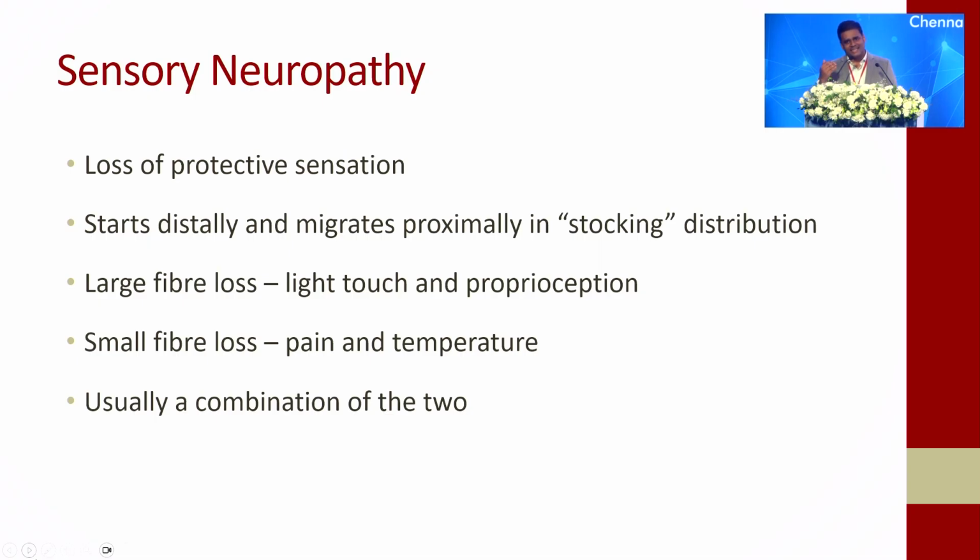Some people can extend up to the upper limbs. So this is called stocking and glove syndrome, we all know. And again, large fiber loss, like light touch and proprioception, will be lost, and small fiber loss, that is pain and temperature sensation, will be lost. Many times it's a combination of both occurring together.